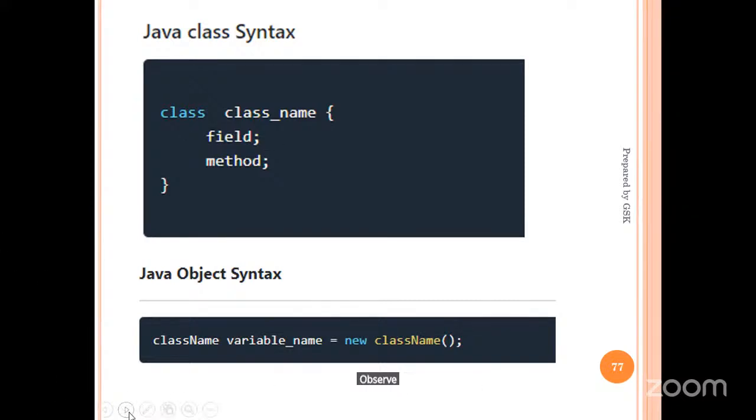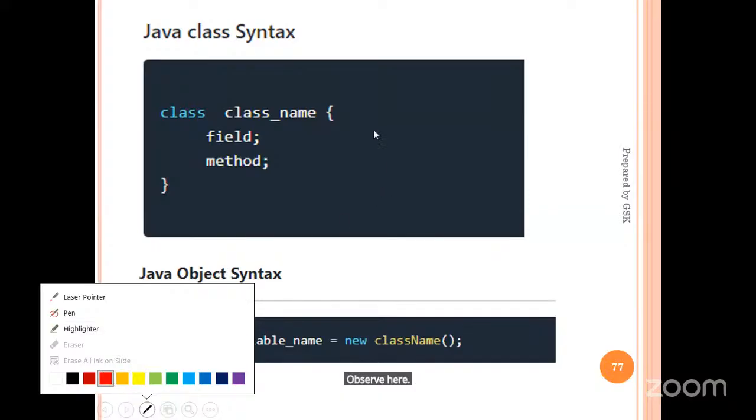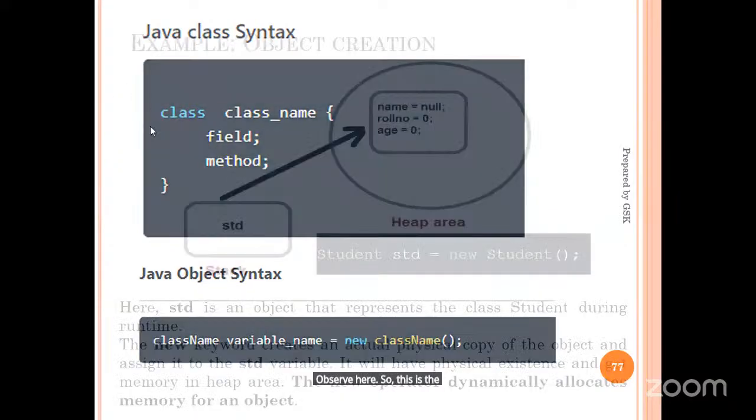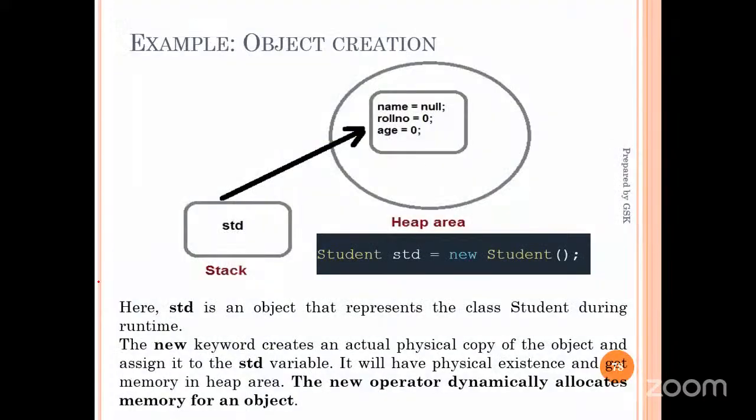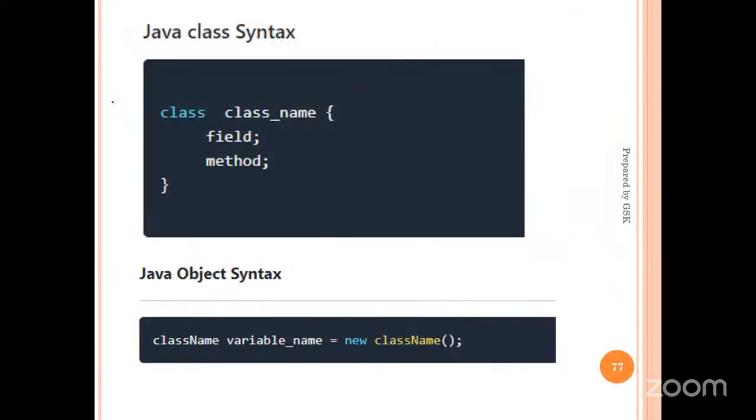Observe here. This is the way of writing the code for the creation of the class. So we are creating the class by using this code: class name, and field. Field is nothing but a variable or variables. If you need a single variable, or if you want to maintain multiple variables, create variables here. That is the meaning of field.